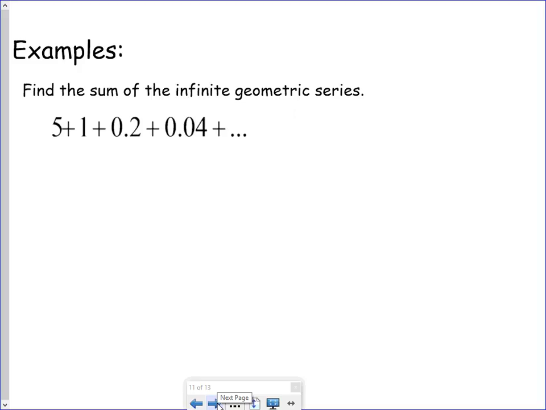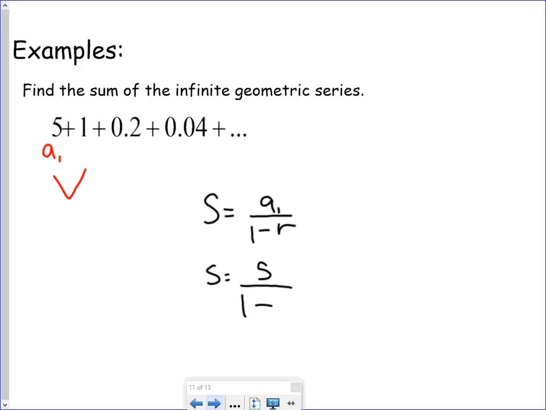Okay. So we want to find the sum of the infinite geometric series. I'm thinking about that formula, S equals a sub 1 divided by 1 minus r. And so I really need to know what my first term is. 5, so I've got that. I want to do 1 minus my ratio, so now I'm going to do my second term divided by my first term, 1/5. If I want to verify, I could do my third term divided by my second term, which is 0.2, or 1/5, so on and so on. So that's going to be my common ratio.